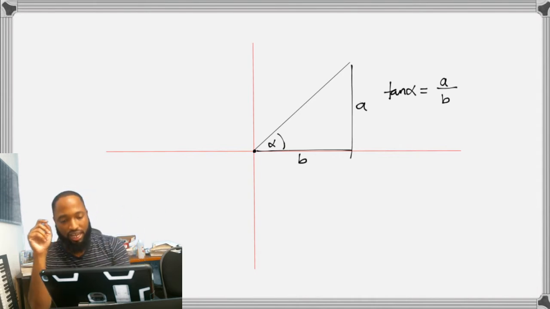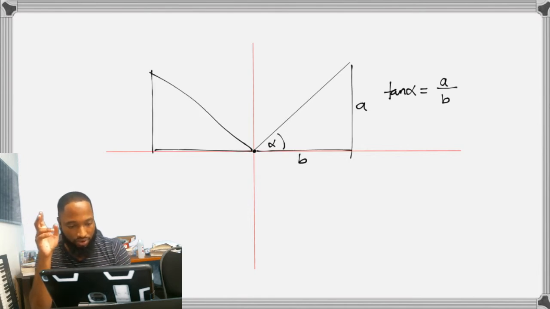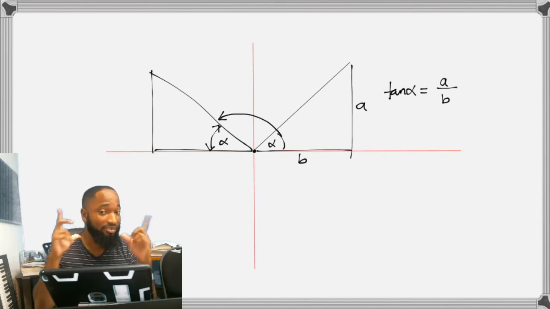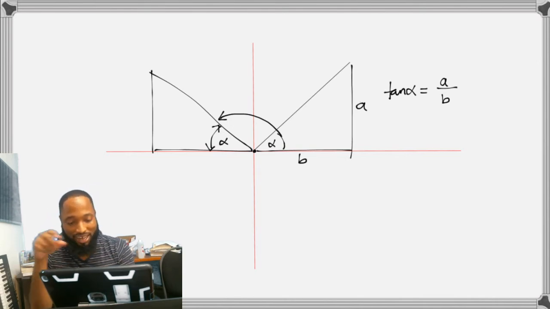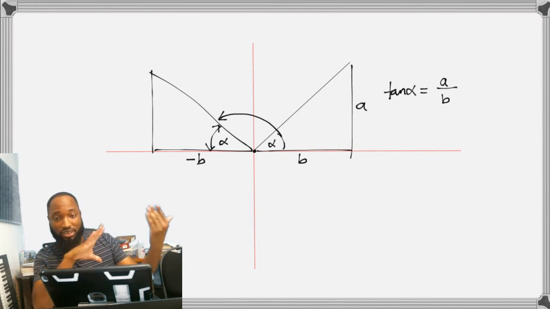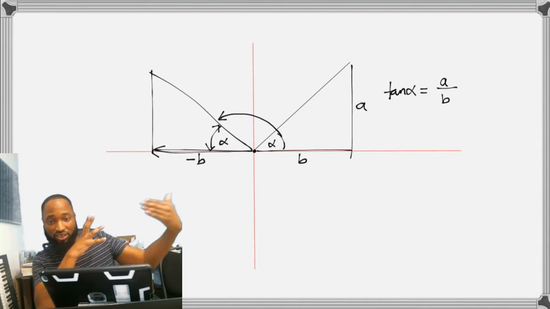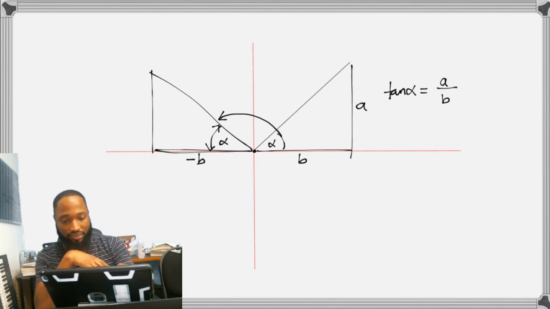But if this angle was over here, the same triangle on this side of the quadrant, with the angle going the whole way, we can use this angle instead. Now pay attention to this. This is very clever. This is big brain time. This across here is negative B, because it's pointing this way, so the magnitude and direction of that line is going this way, negative. And this over here is A.